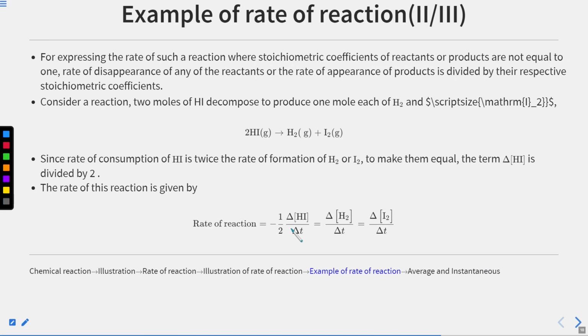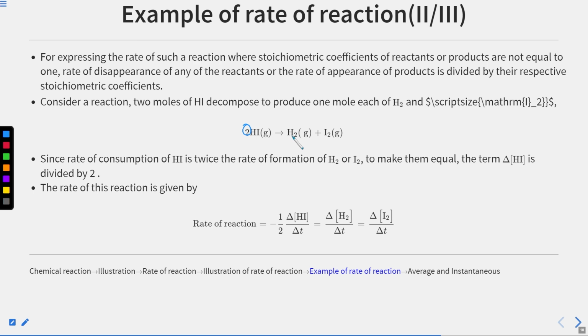Now if you see the second example, this is more important to look upon. For expressing the rate of such a reaction where the stoichiometric coefficients of reactants and products are not equal to 1, so here you can see it is not equal to 1, this one is also not equal to 1. For this case, the rate of disappearance of the reactant or the rate of appearance of the product is divided by the respective stoichiometric coefficient.